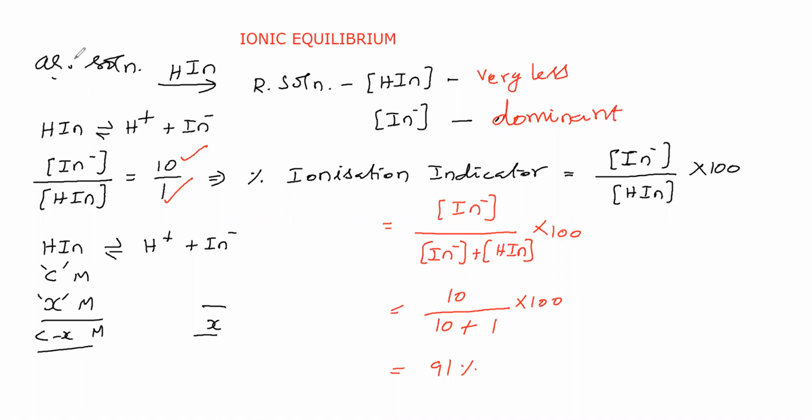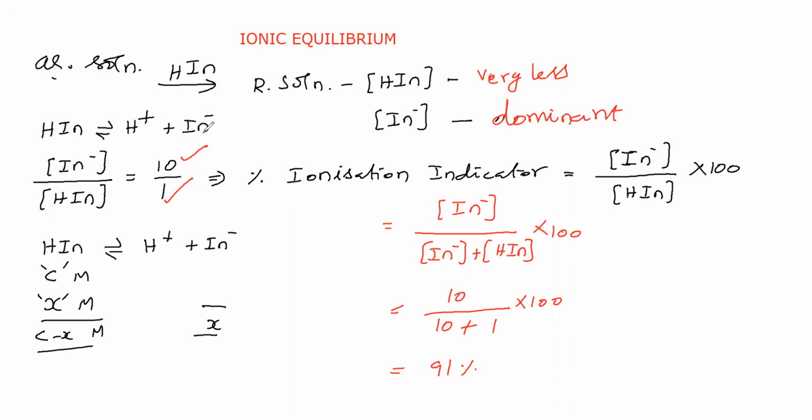Provided this solution is colorless, this solution should be a colorless solution. Then whatever color IN minus has, that will be exhibited in this solution. That means this solution will exhibit the color of IN minus. Therefore, the IN minus color will be dominant in the resultant solution if the ratio is 10:1.